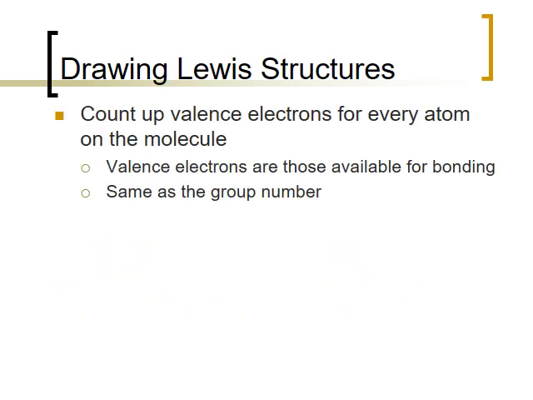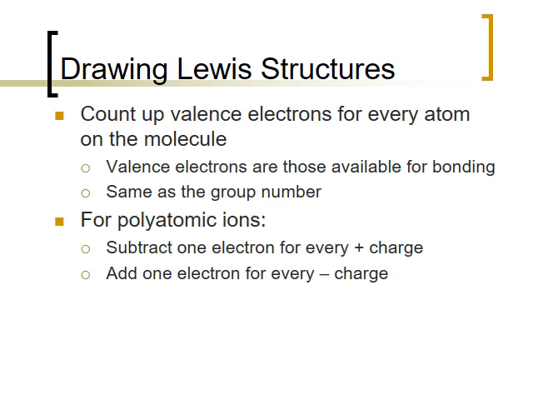So step 1, we're going to count all the valence electrons for every atom. Valence electrons are those available for bonding, and it's the same as the group number for an atom. If it's a polyatomic ion and it's positively charged, we'll subtract 1 electron for every positive charge. If it's a negatively charged polyatomic ion, we will add 1 electron for every negative charge.